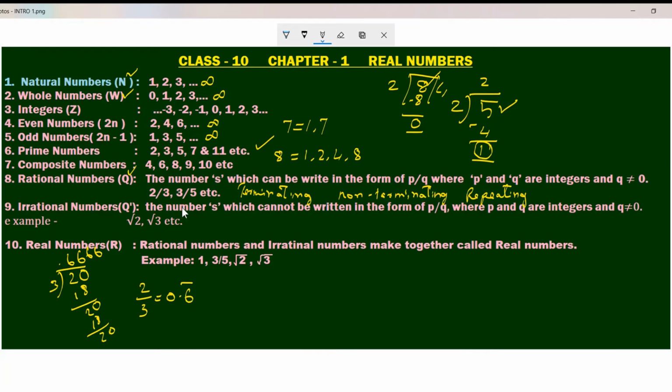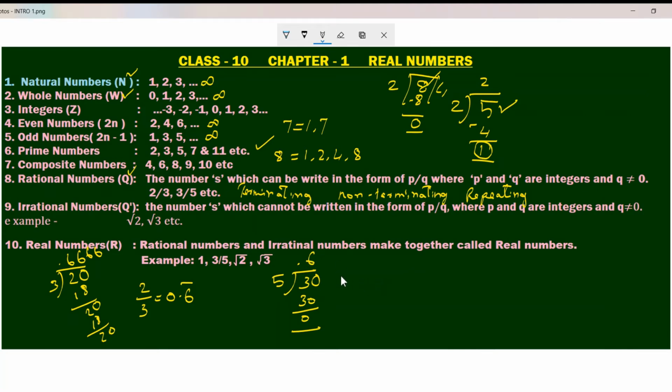Next we will take 3 upon 5. Let's divide 3 by 5. This is also a smaller number, so you put 0 and a dot here. We know 6 fives are 30, and we have got the remainder 0. That means it is a terminating one.